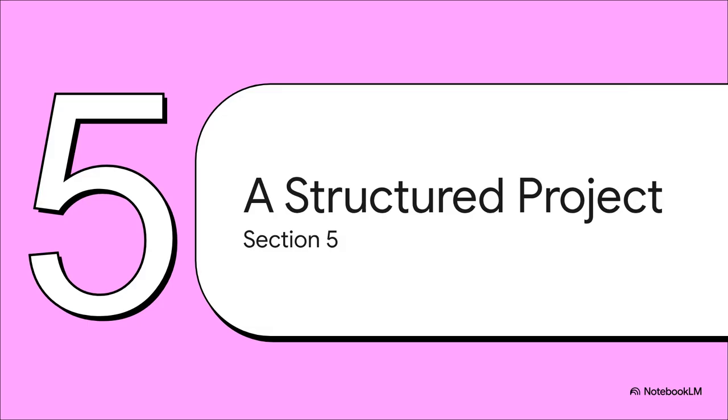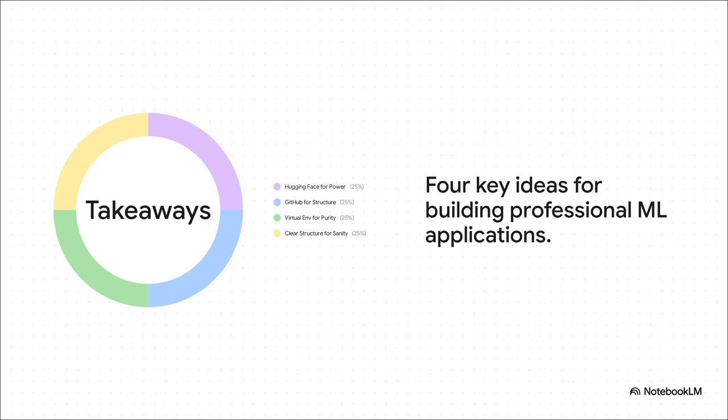So let's put it all together. When we combine these pillars, the clean environment, the powerful AI engine, and that professional blueprint, we finally complete that journey from a chaotic script to a solid, shareable application. So, what are the big takeaways here? It really just boils down to these 4 things. You use Hugging Face for raw power. You use GitHub for solid structure. You use virtual environments for a pure, clean, and reproducible setup, and you adopt a clear file structure to keep yourself sane in the long run. Each piece just builds perfectly on top of the last.